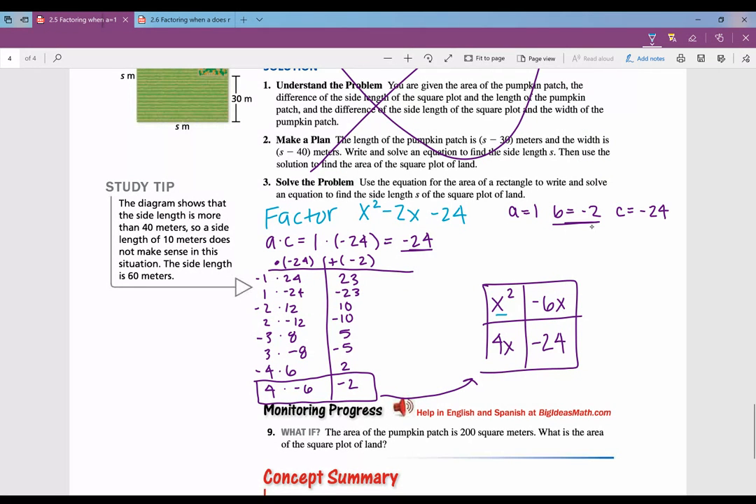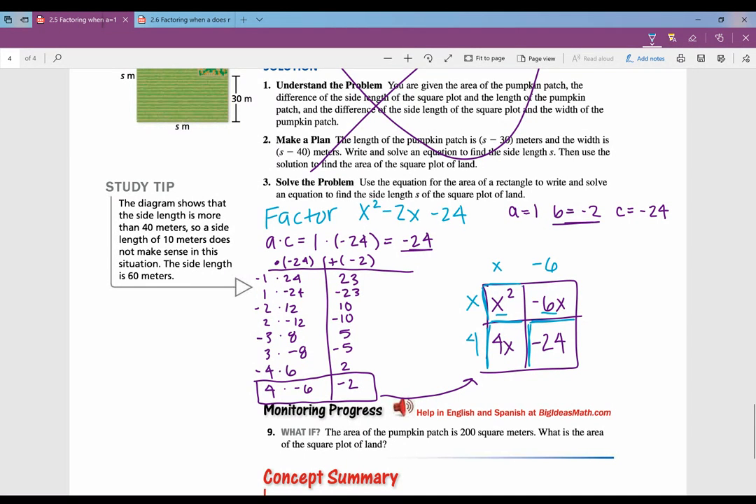So what do x squared and negative 6x have in common? They both have an x. If that side's x, what does this top side have to be to get x squared? X. If that side's x, what does this side piece have to be to get 4x? Well, that needs to be 4. If that side's 4, what does this side have to be to get negative 24? That would need to be negative 6.